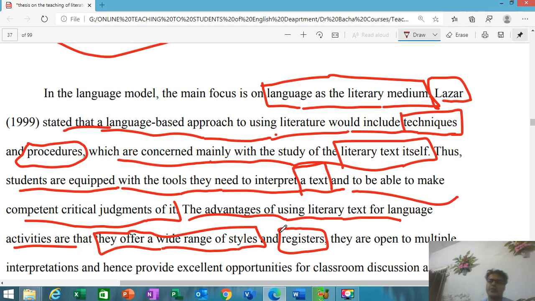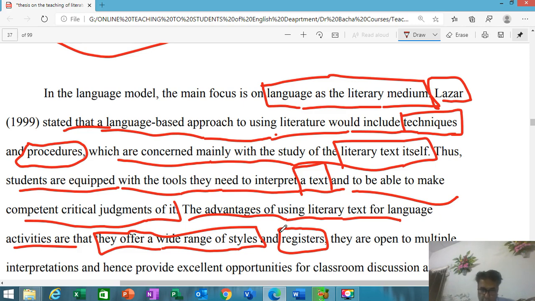Register is a highly linguistic term, and it means situation-specific language. For example, we have different registers for conversations between student and teacher. We have a different register between husband and wife, and a different register between father and son.